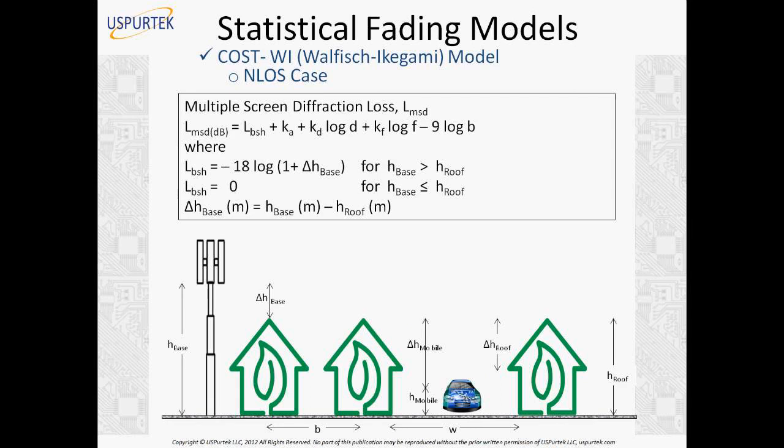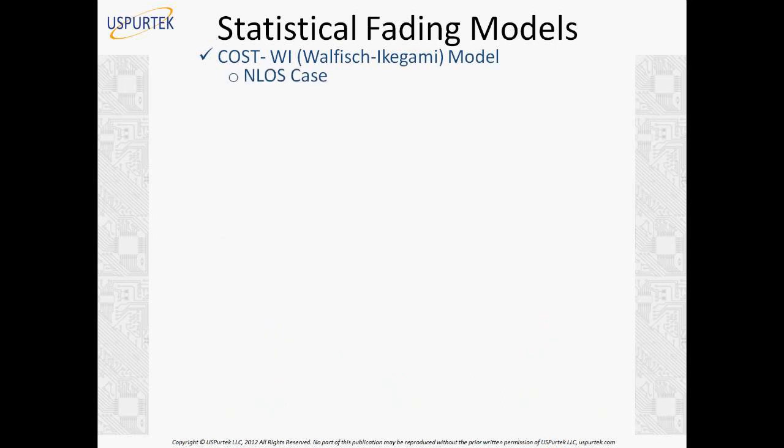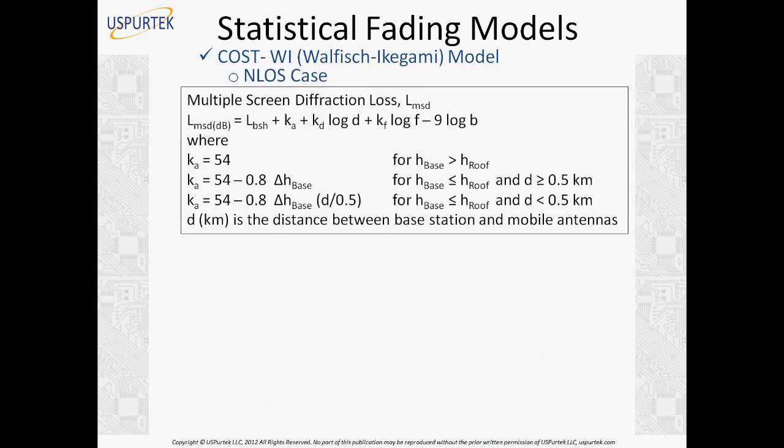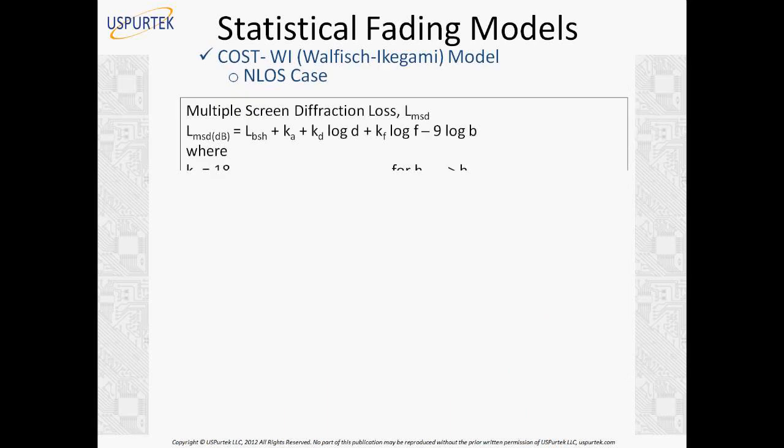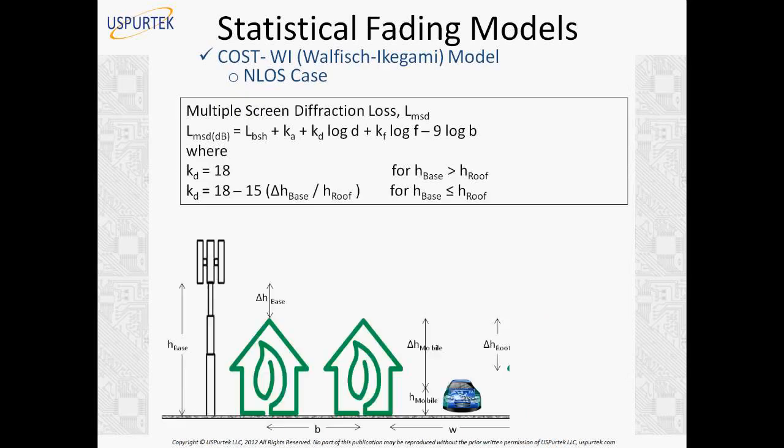So this is your multiple screen diffraction loss, or multiple wall diffraction loss, or multiple building diffraction loss. Here you enter the parameter B, which is the separation between the buildings. You have the frequency and you have other factors here, Ka, Kd, and Kf, which are defined in other slides. This is Ka. You can calculate the values of Ka from here. You have Kd over here.